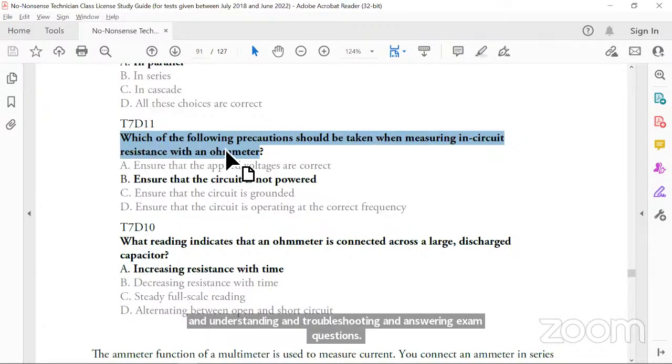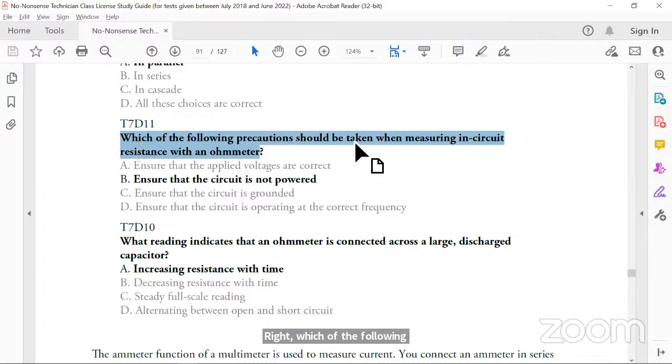Right, which of the following precautions should be taken when measuring in-circuit resistance with an ohm meter? Well, the precaution is we have to make sure that the circuit is powered down. So ensure that the circuit is not powered.